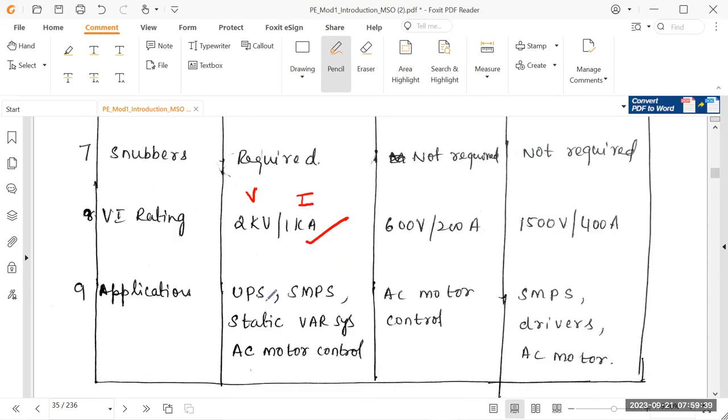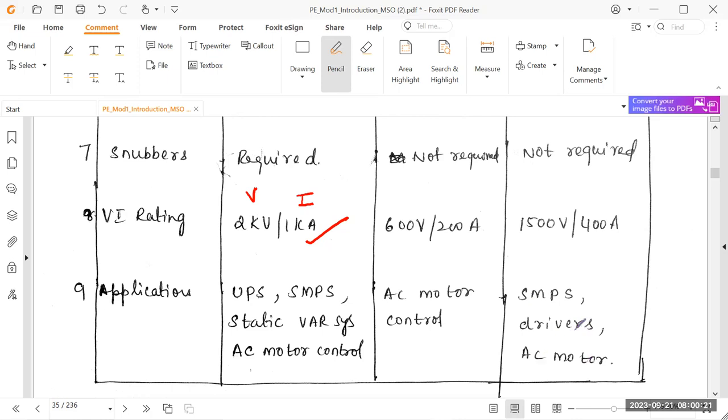Your power BJT can be used in UPS applications, SMPS applications, static wear system applications, and again AC motor control applications. These are a few applications mentioned here. There are many other applications, but these are the ones where you can use power BJTs: UPS, SMPS, static wear systems, then again AC motor control. The next one, MOSFETs can be used in AC motor control. Coming to the IGBT, IGBT can be used in SMPS, drivers, and AC motors.